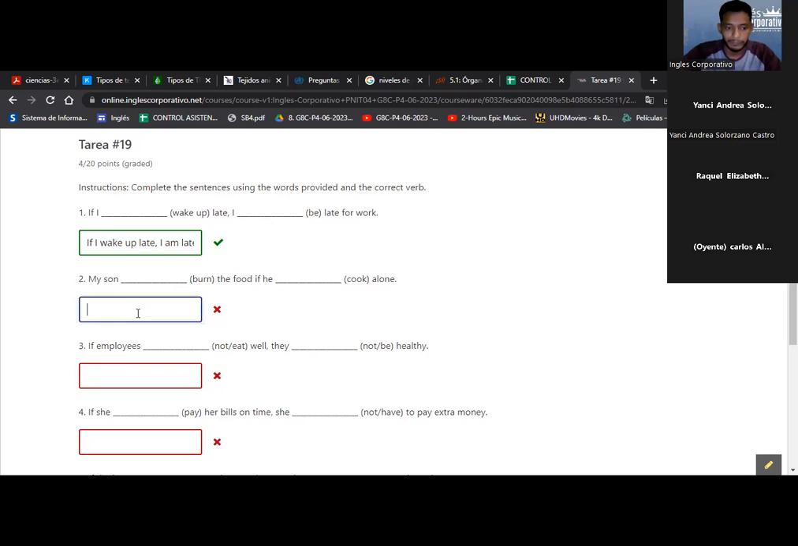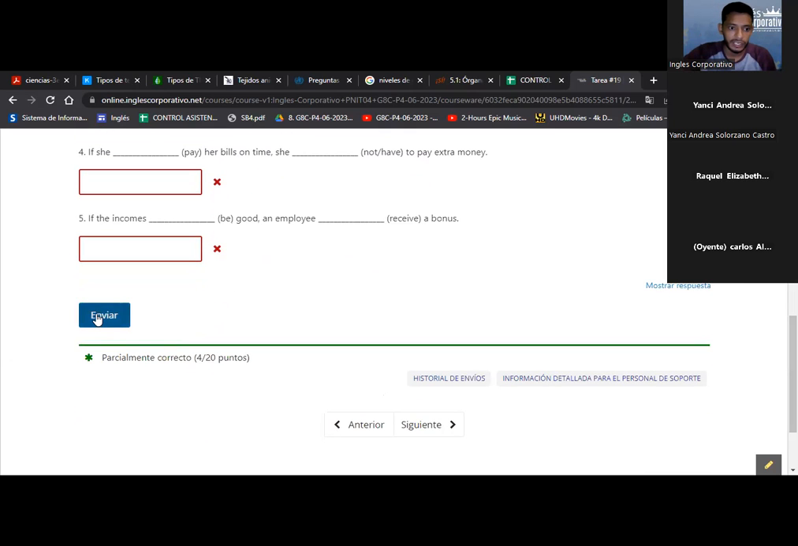Bueno, lo vamos a poner. My son burns. Mi hijo quema. La comida, the food. If he cooks alone. Si cocina solo. Y el puntito. Okay. And you go in here and check it out. 6.8 points.